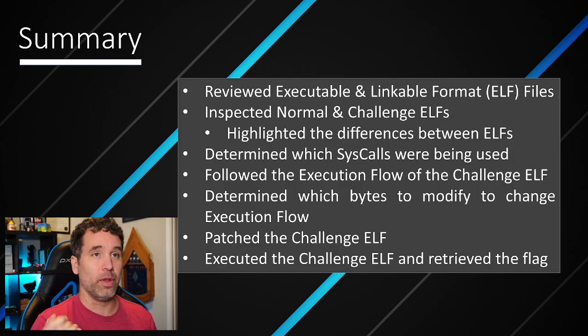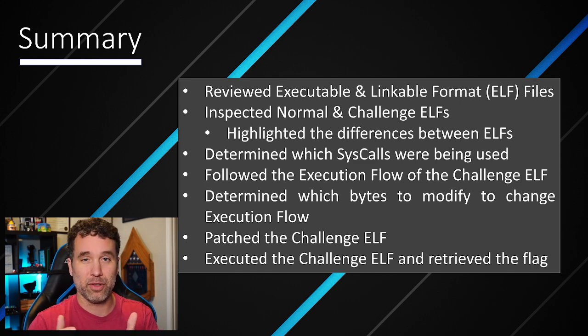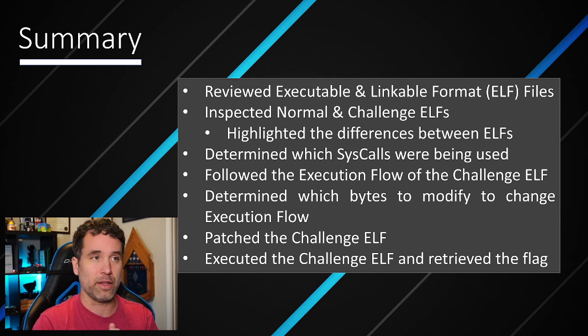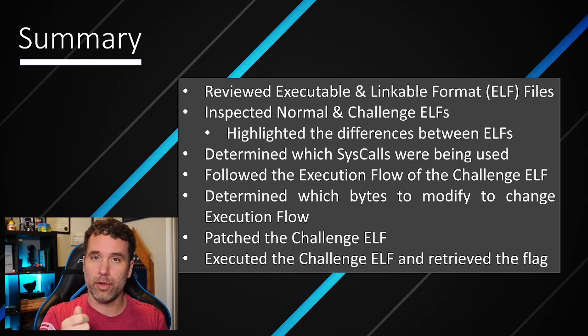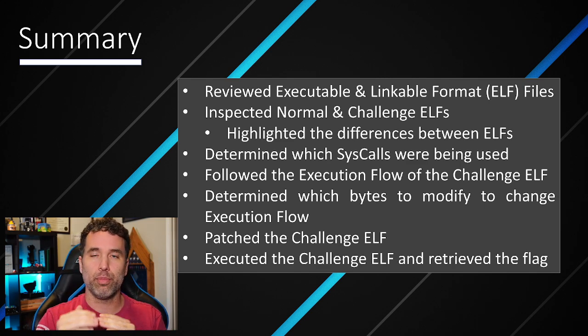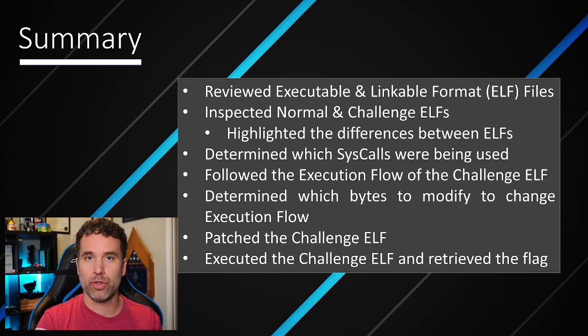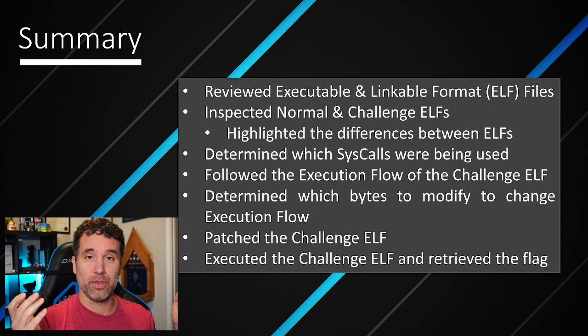All right, so we started off looking at the ELF files. We looked at exactly how the very first part of the header is created. And then we inspected a good ELF file, Python. Then we inspected the not so good file, the HackTheBox file. Then we looked at the differences between the two. We looked at SYSCALLS and determined which SYSCALLS were being used. And then we followed the execution code of the program itself. And we determined where it would be best to add in a couple of new operations and how to get rid of that jump and allow the normal execution of the program. And then finally, we patched the file and got the flag.